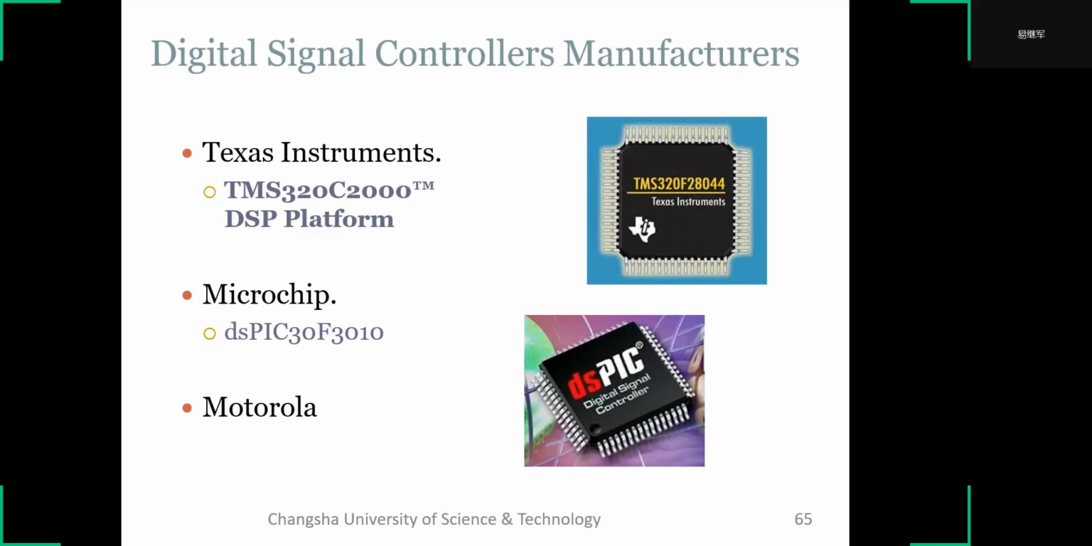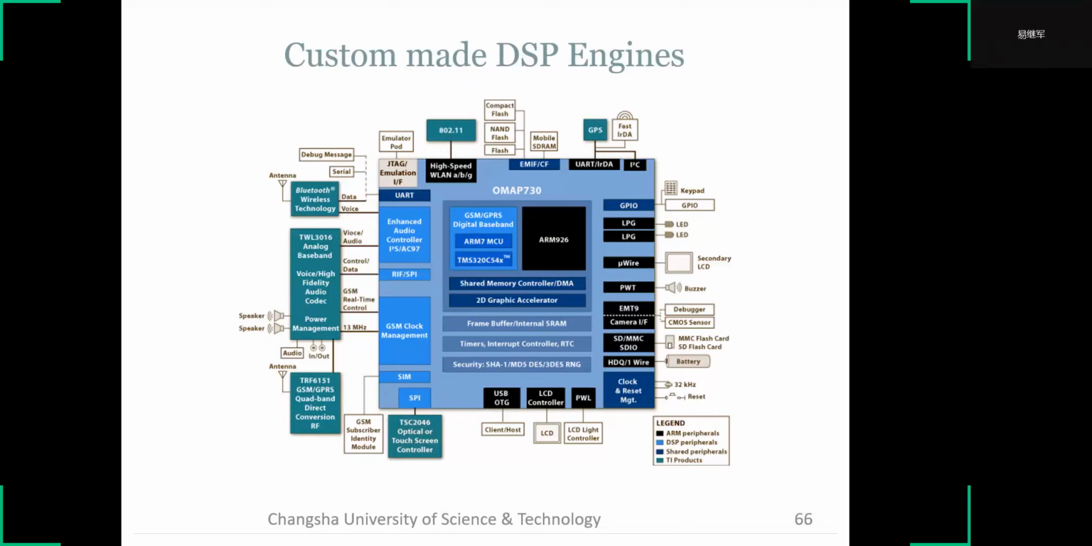These digital signal controller manufacturers, Texas, Microchip, Motorola, make customer-made DSP engines. The users can customize the DSP engine so they can get the special function they want.